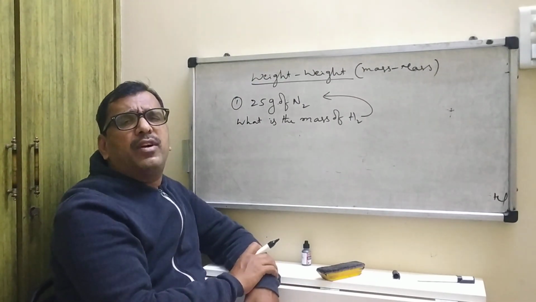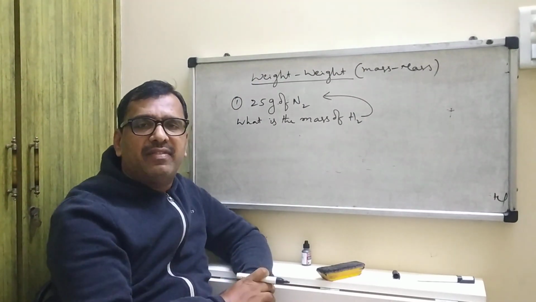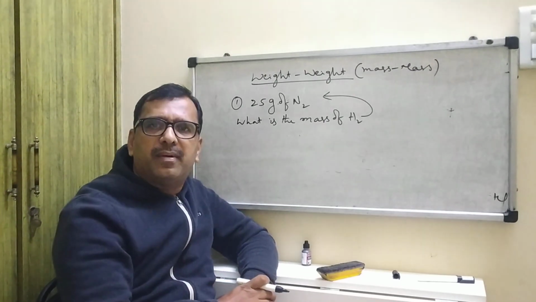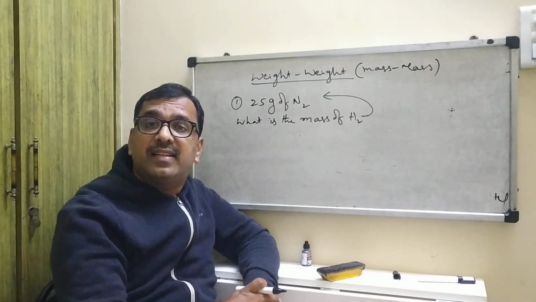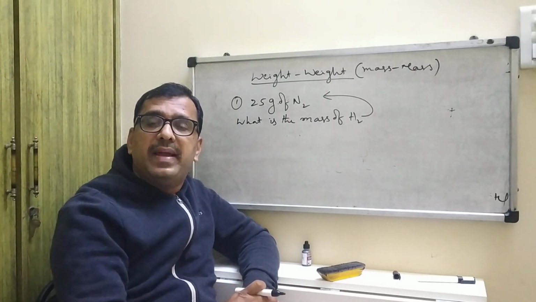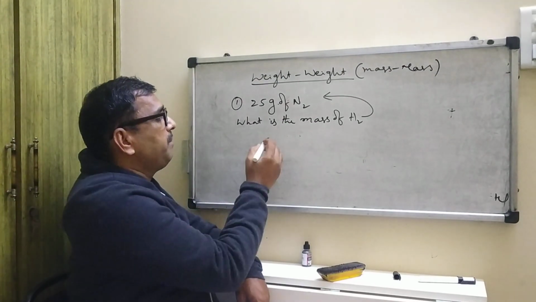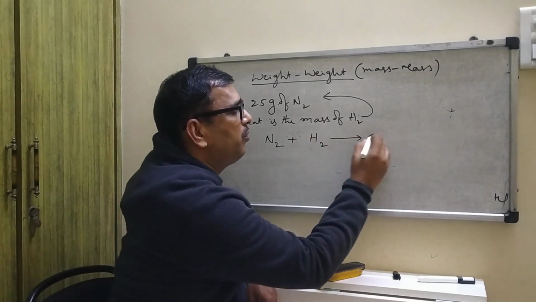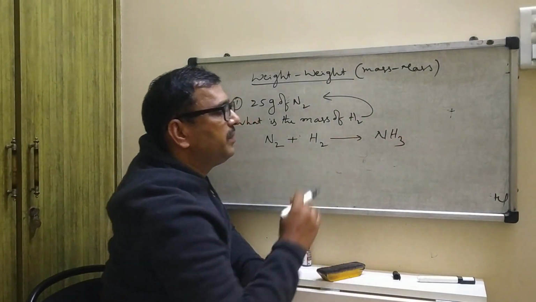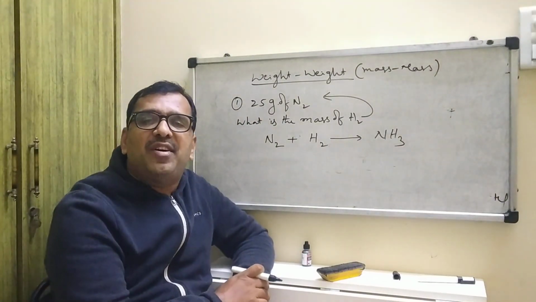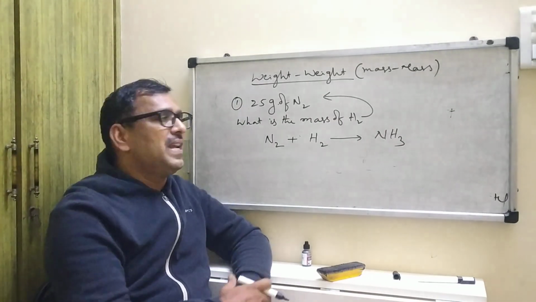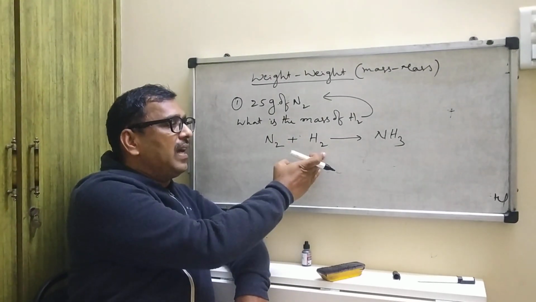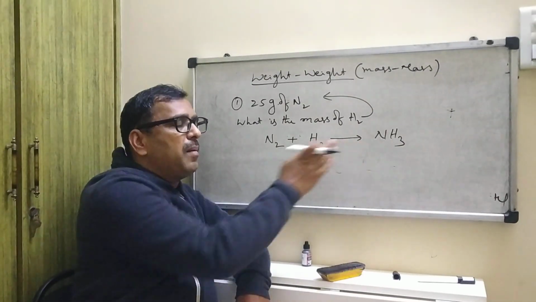So before that, you have to write the chemical equation. He will not give the chemical equation. Some chemical reactions he will give you, but some you have to write. Here, nitrogen reacts with hydrogen to form NH3. This is a famous reaction, called Haber's process. In the preparation of ammonia, nitrogen gas reacts with hydrogen gas to form ammonia gas.